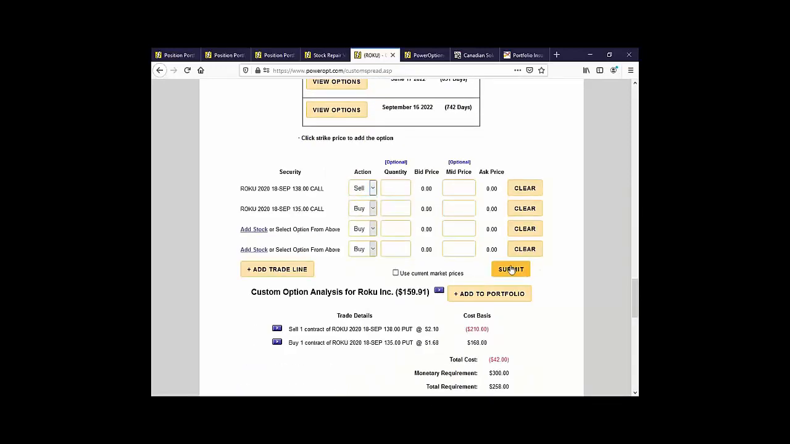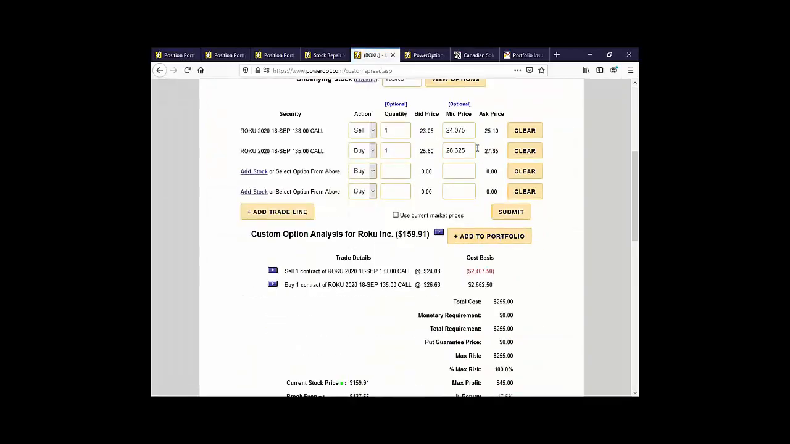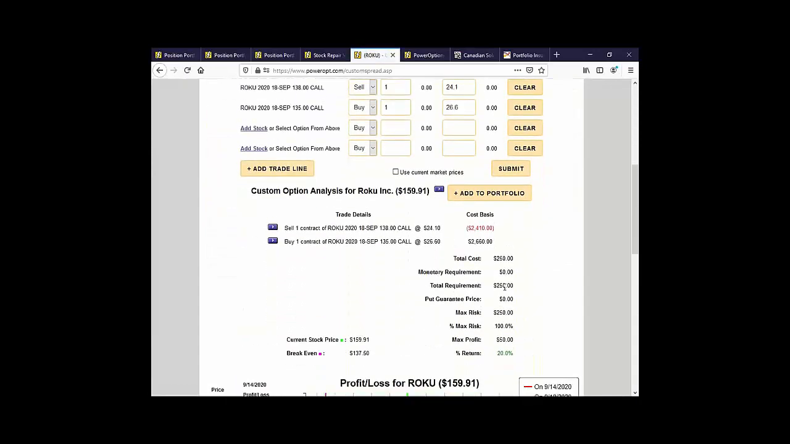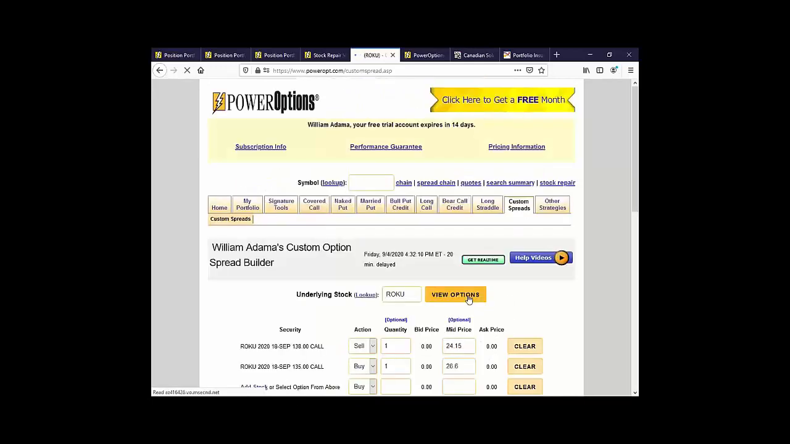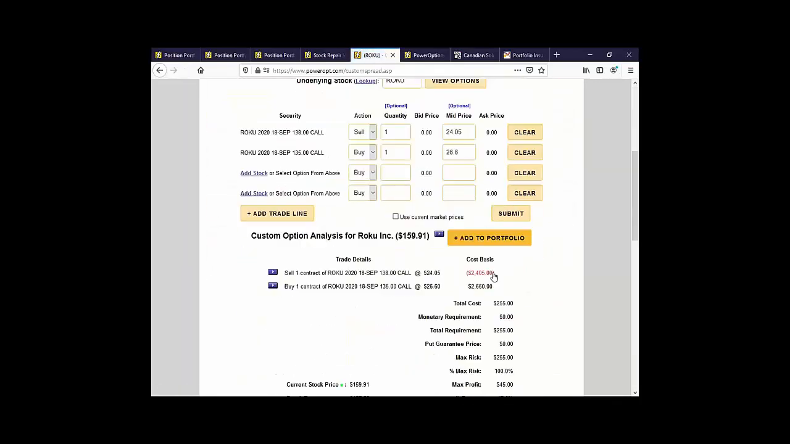These are in the money, but this is a debit spread, so I want it to be in the money. Let's round these. Okay, and in this case, the risk reward, I cheated on the numbers a little bit. I should make this 24.15. Let me just do that real quick. Oh, no, that's my sell. I'm sorry. Make it 24.05. Wrong direction. Anyway, there we go.